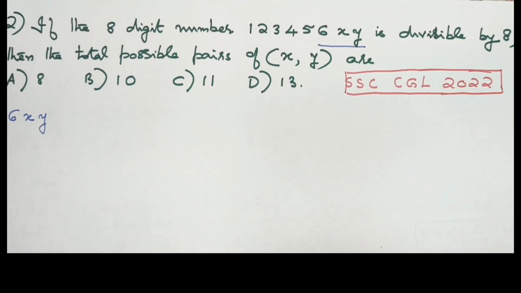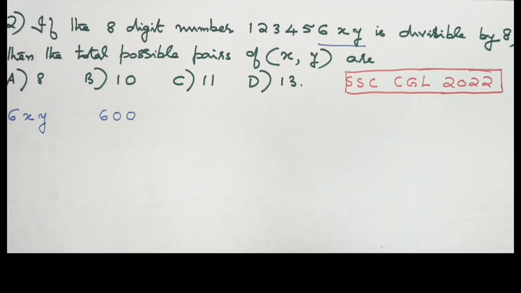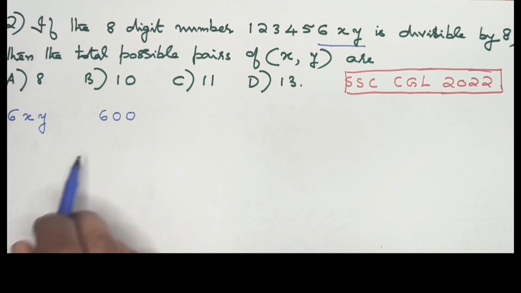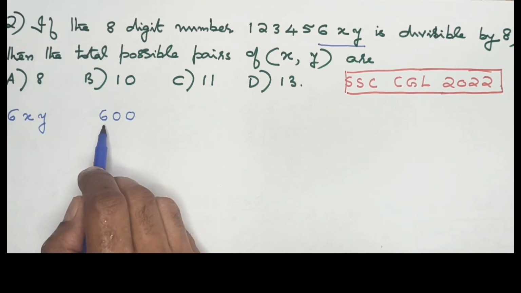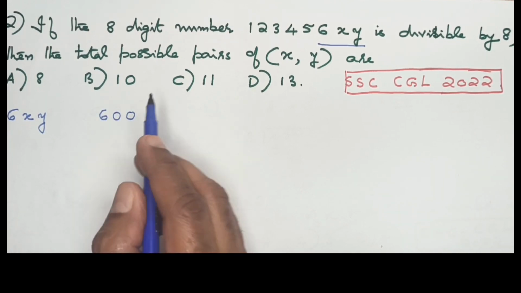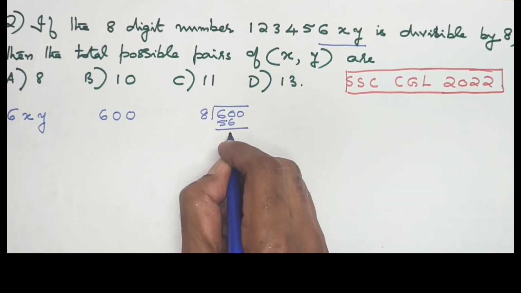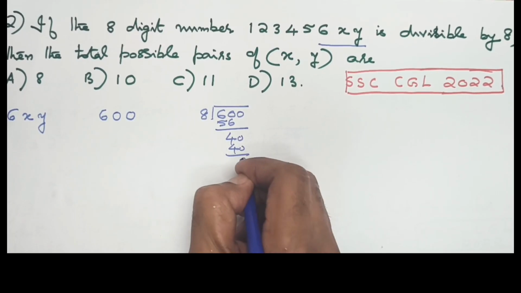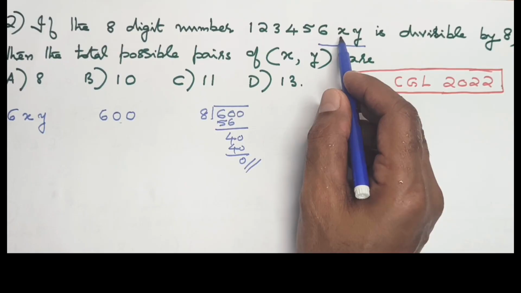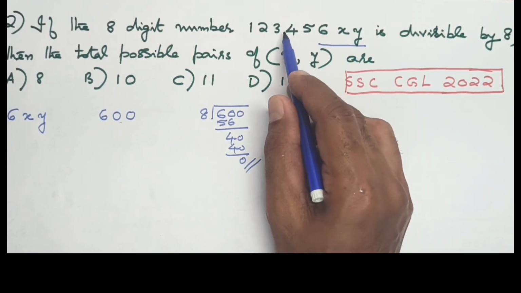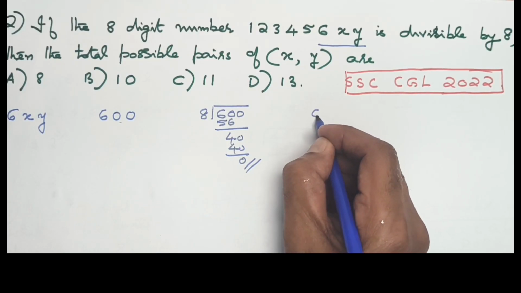And what are the possible values of x and y? See, look at this. x and y are single digit numbers, so the least possible values are 0, 0. In fact, both x and y range from 0 to 9. So this is the first possible choice. And if you look at this number, it's clearly divisible by 8 because 56, 40, 40. That means 600 is divisible by 8, which implies putting 0, 0 in this 8-digit number, the whole number is divisible by 8. So this is the first possible choice for xy, 0, 0.